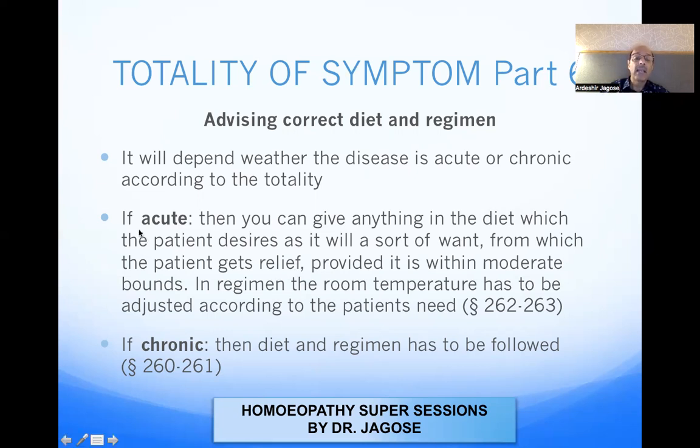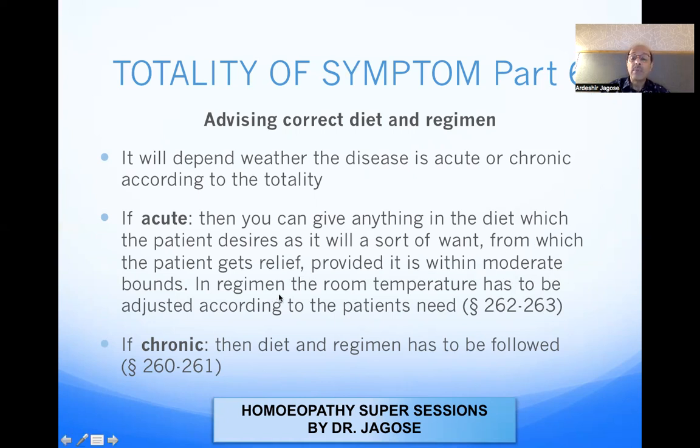For example, in a case of acute pharyngitis, suppose the patient desires cold water. And why does he desire cold water? Because the cold water relieves the pain in the throat. So Dr. Hahnemann cautions us saying that it should be within moderate bounds. That means what? He can have in a whole day maybe 1 or 2 glasses, but he cannot have 6, 7 glasses of cold water. So that is within moderate bounds.